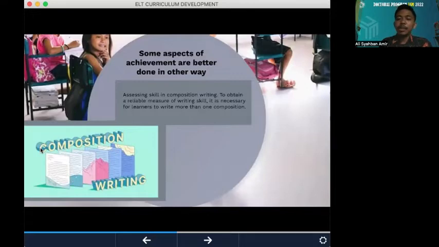Some aspects of assessment are better done in other ways. For example, in writing skill, to obtain a reliable measure of composition writing skill, it is necessary for learners to write more than one composition. It means that if learners can write more than one composition, the student has achieved the goal.